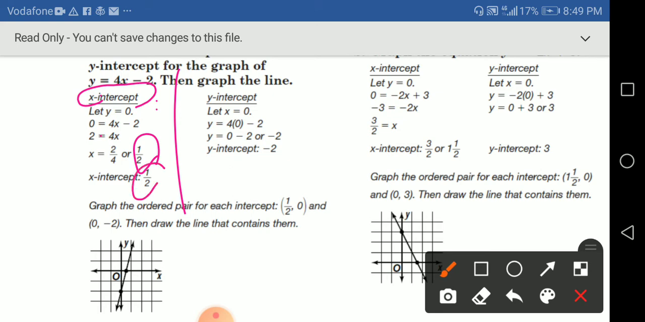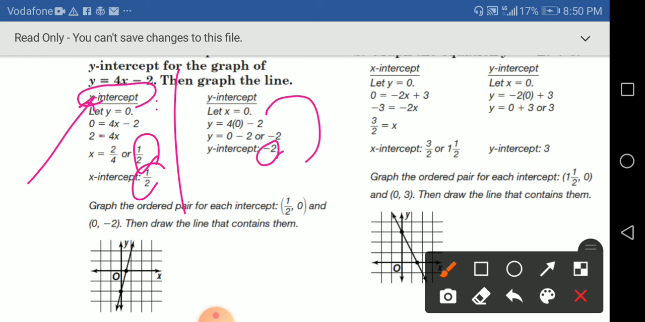When I talk about the x-intercept, make y 0. When I talk about the y-intercept, make x 0. So let x be 0 now, and solve the equation. You get the y-intercept is -2.